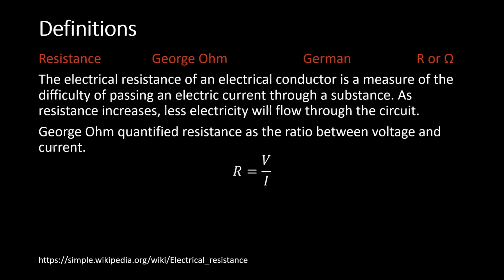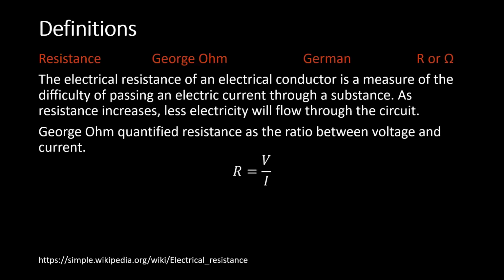The third term we're going to look at is resistance, and this was defined by George Ohm, and therefore has his name as the unit of measurement. And the electrical resistance of an electrical conductor is the measure of the difficulty of passing an electric current through a substance. As the resistance increases, less electricity will flow through the circuit.